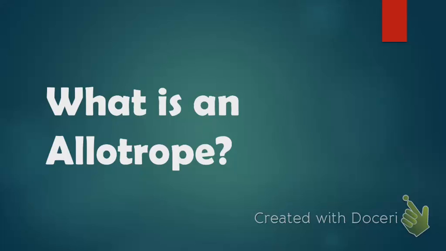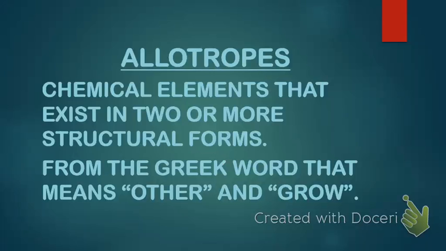So I'll go ahead and give you the formal definition, which is: allotropes are chemical elements that exist in two or more structural forms. The key here is elements that exist in two or more structural forms. So this isn't like an allotrope of something like potassium where they're different molecules or something. No, it's the same element.